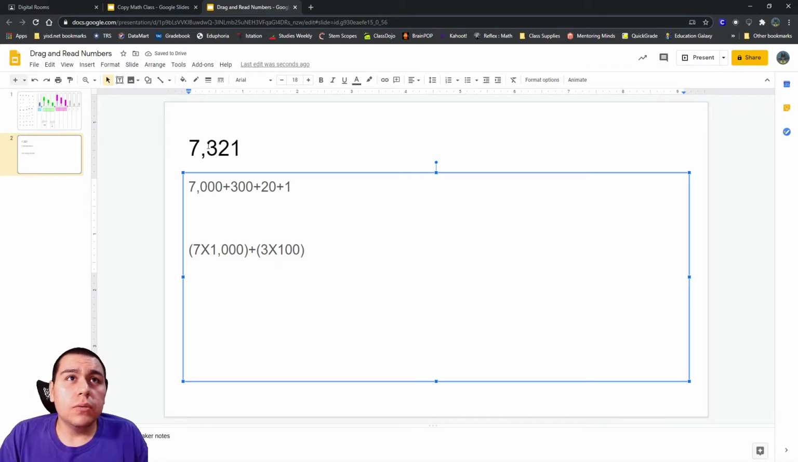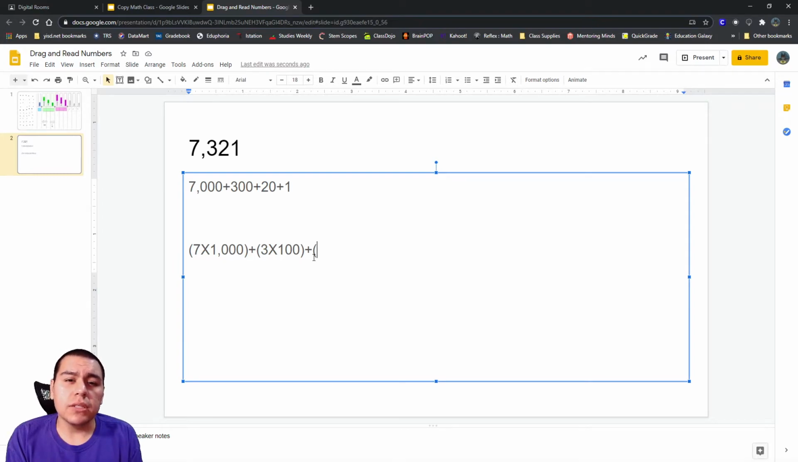So it's always what digit is there times what the place value is. We put 7 times 1,000 to show that there was a 7 in the thousands place. We put 3 times 100 to show that there's a 3 in the hundreds place. Who can tell me what would come next in my expanded notation? I have 7 times 1,000, 3 times 100. What comes next for this number?